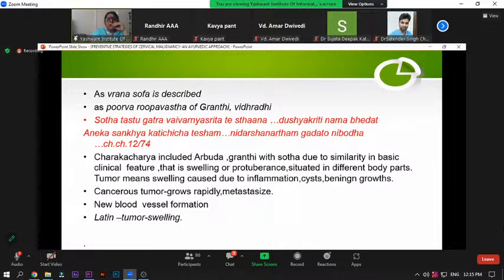Shothastu gatra vaivarnya sritate sthana dushakriti nama vedat aneka sankhya katichat tesham nidarshanartham gadato niboda. In the Charaka, this reference you can see, he has included Arbuda and Granthi with Shotha due to similarity in the basic clinical feature, that is swelling or protuberance situated in different body parts. Tumor means swelling caused due to inflammation, cyst, benign growths or cancerous growth, anything it can be. And the cancerous tumor particularly grows rapidly and metastasizes, with new blood vessel formation. In Latin also, the word tumor means swelling only. So this Vranashophavastha can be understood as a pre-malignant lesion.